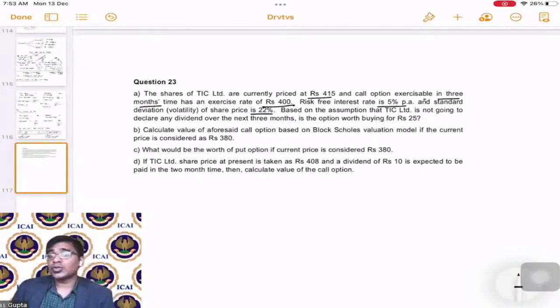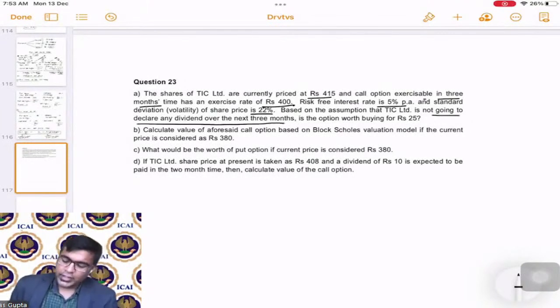So the standard deviation is also given, R given, T given, exercise price, and the spot price, all the things are given. Based on the assumption that TIC Limited is not going to declare any dividend over the next 3 months, what is the relevance of this line actually? The relevance is that for all derivatives valuation purposes, you don't need to adjust dividend in the spot price, correct? Because if in the next 3 months there is no dividend, we can take this 415 as the price as is. If there is a payment of dividend within these 3 months, then we need to adjust under this.